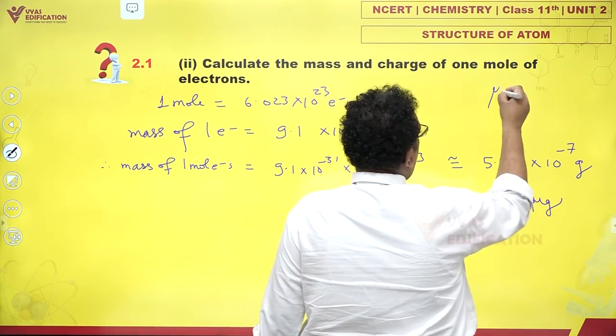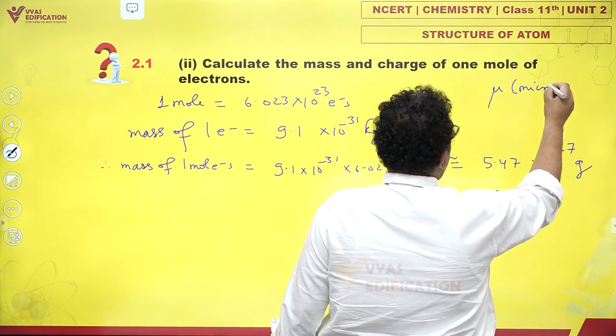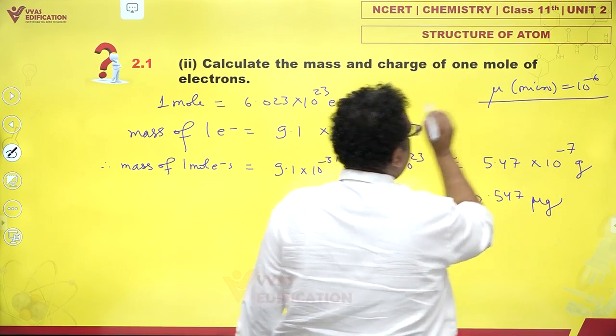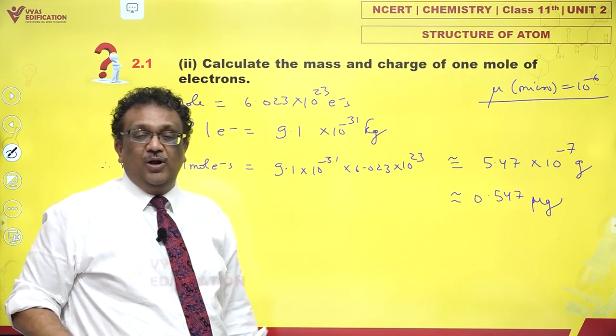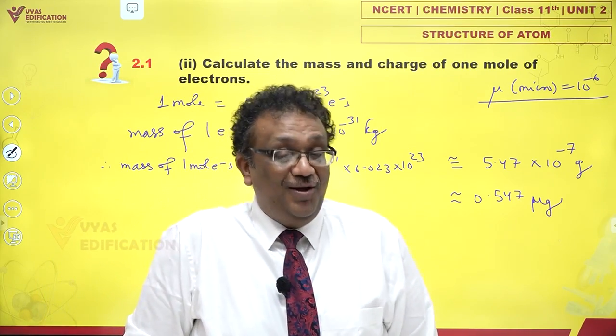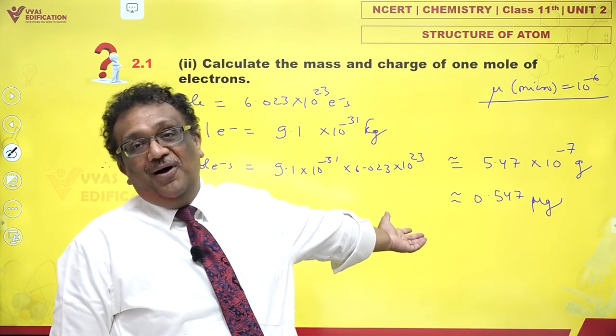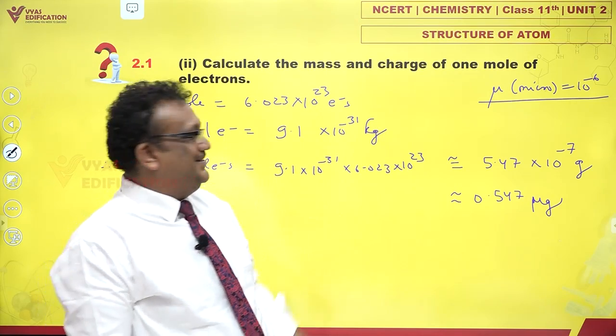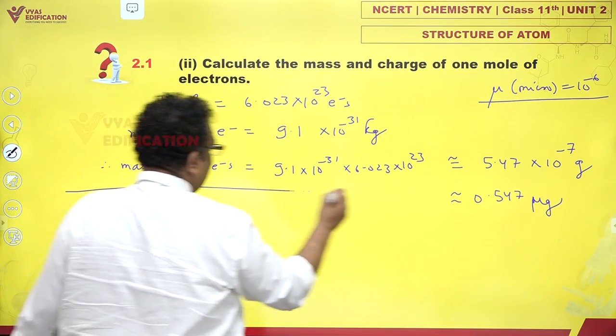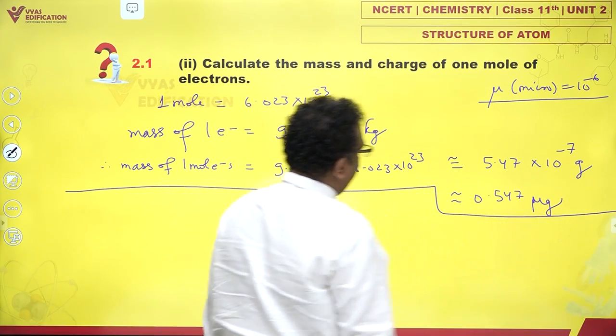Micro is 10 raised to minus 6. Let me remind you, micro is 10 raised to minus 6. So many micrograms. That's it. That is the mass of 1 mole of electrons, or this is the molar mass of electrons. Pretty small. Yes, we know that. Anything else?